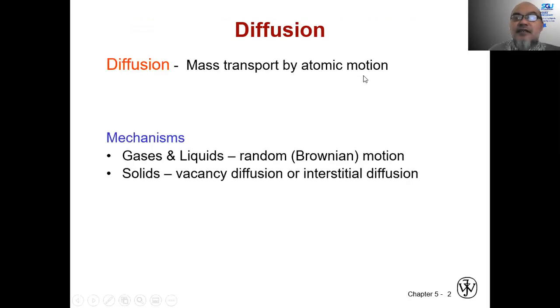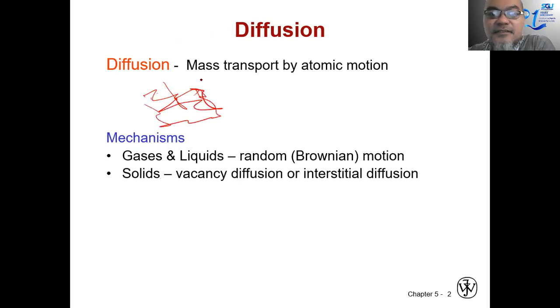Basically, the definition of diffusion is mass transport by atomic motion. So the mechanism, if it were in gas or liquid, will be by random Brownian motion, where usually in high school it was just drawn like this. So when the particle is spreading and moving in a very random zigzag motion, not always zigzag, but something like that.